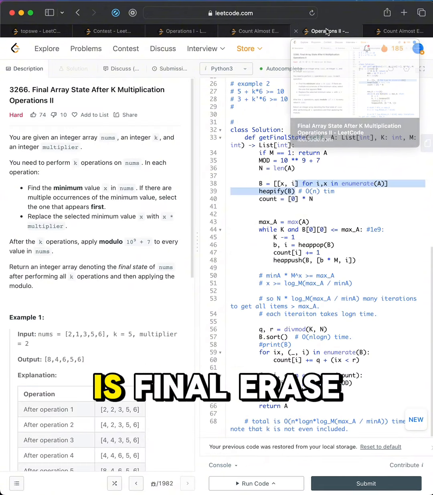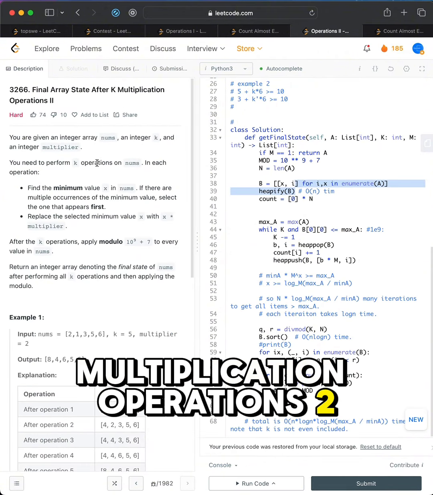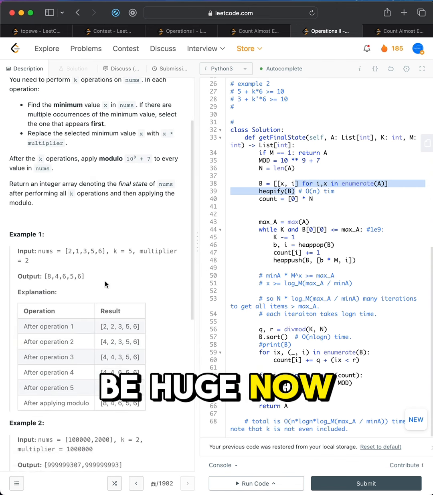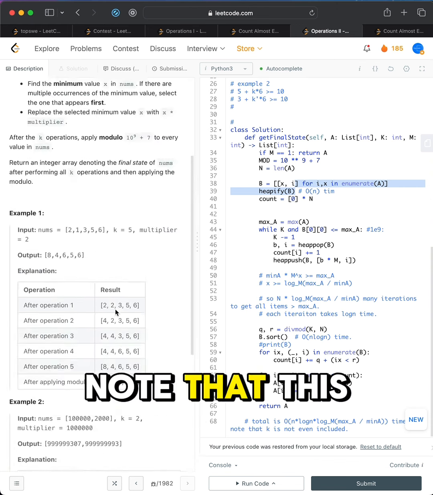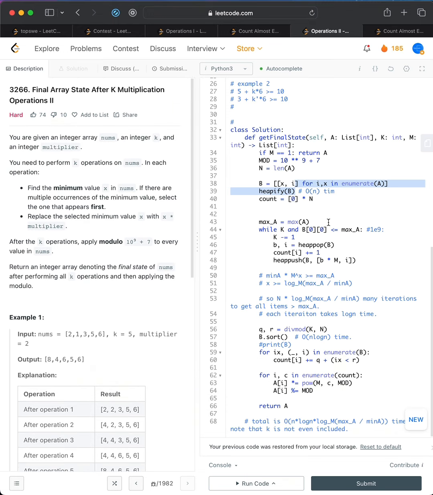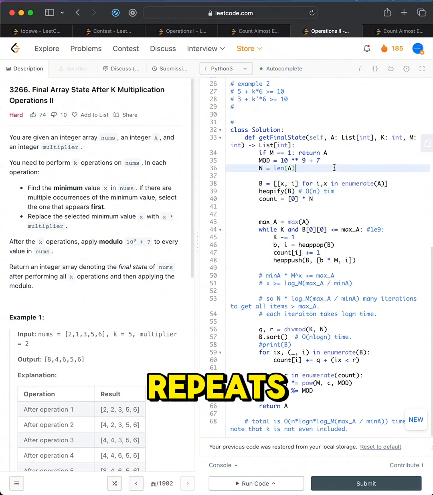The third question is final array state after k multiplication operations 2. So this is the same as problem 1, but k can be huge now. Note that this is not my code. For the next two problems, they're from Aweiss. The idea is to simulate like in problem 1 until the cycle repeats.